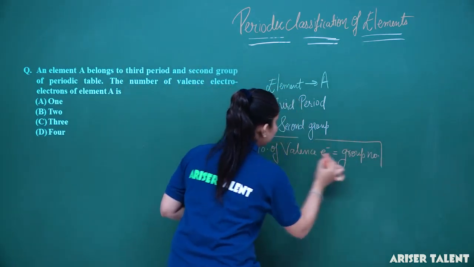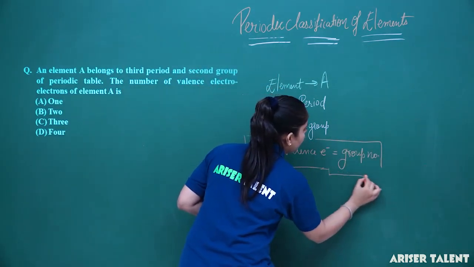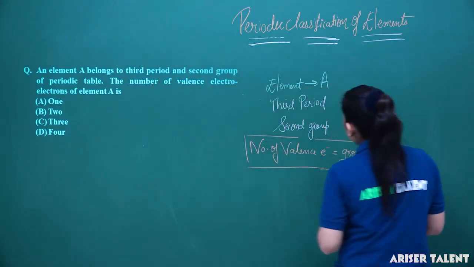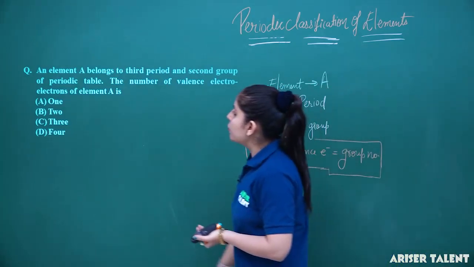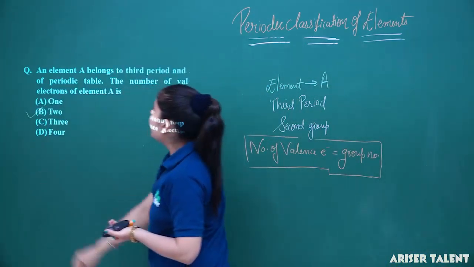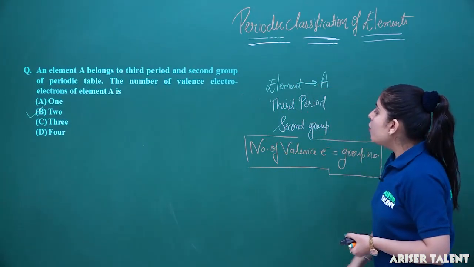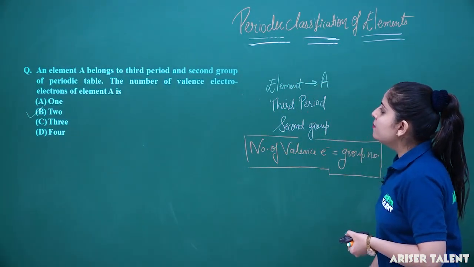So the number of valence electrons will tell us about the group number. So here the group number is 2. So we can say that the number of valence electrons will be 2. So the correct option here will be option number B. Now let us move to the next question.